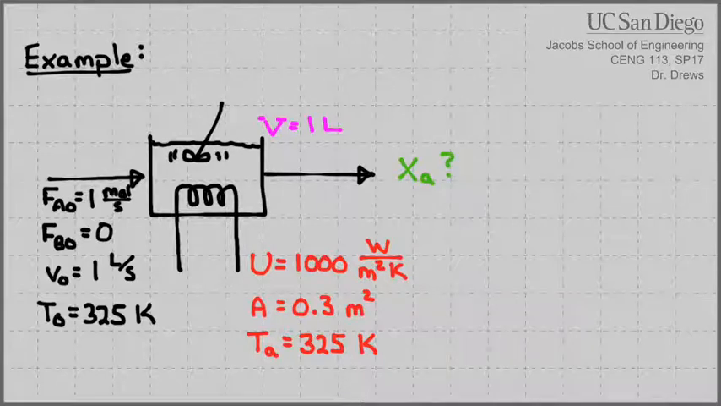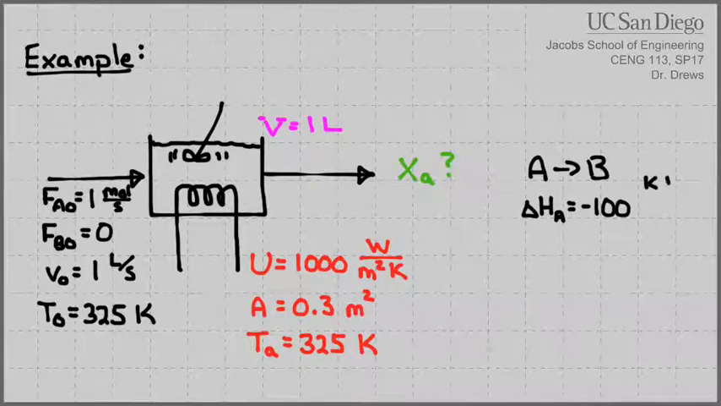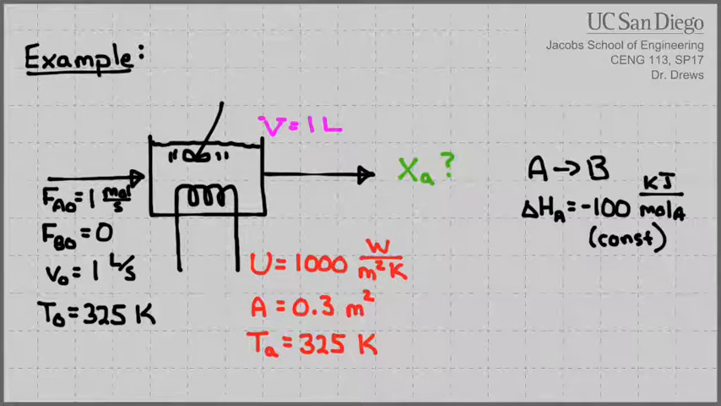What kind of reaction is going on inside here? We have A goes to B. It's an irreversible reaction, right? So we really are trying to keep this as simple as possible, except for that 0.3. The delta H, in terms of A reacting, is minus 100 kilojoules per mole A. This is also a constant, so we don't have to worry about that.